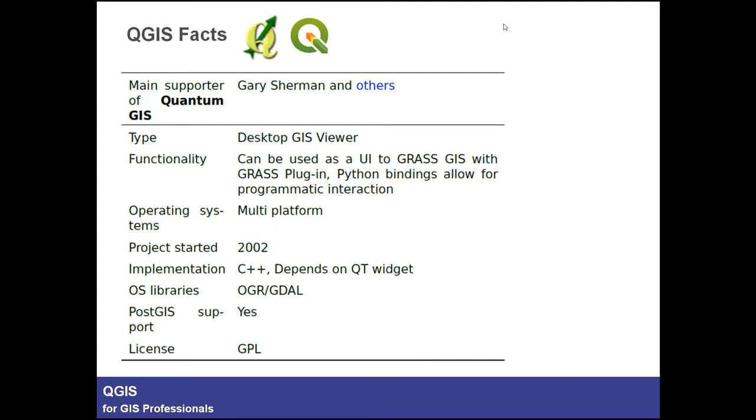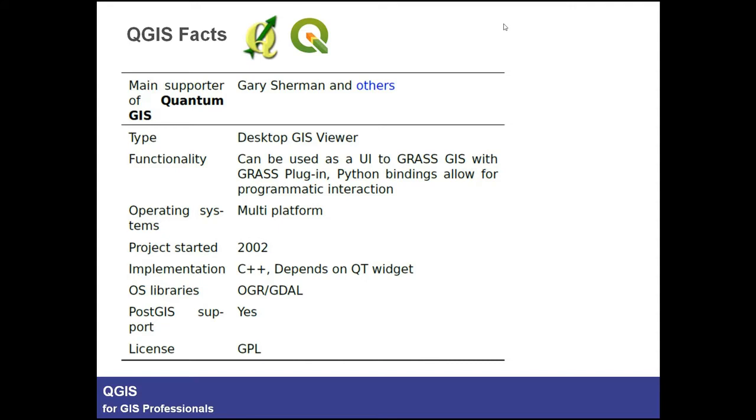So this project was started by a GIS professional and programmer named Gary Sherman. He's from Alaska and still residing there. So in 2002, he started developing this as a C++ project, and it was not built from scratch. It is based on other libraries such as OGR and GDAL. And GDAL is also one of the libraries that even ArcGIS Desktop is based on. And another dependency is that it's depending on another application called Qt.